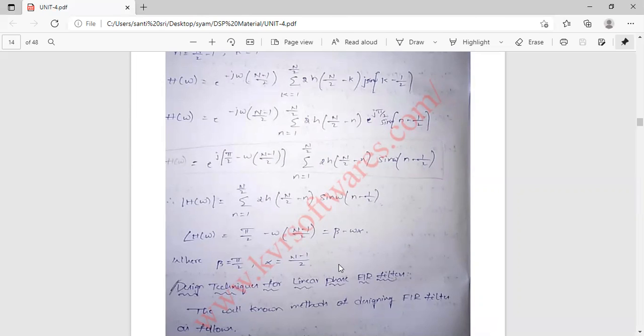Here beta equals pi by 2 and alpha is (N minus 1) by 2. So this is about the FIR response for symmetric and antisymmetric impulse responses, for N odd and even, and the phases.